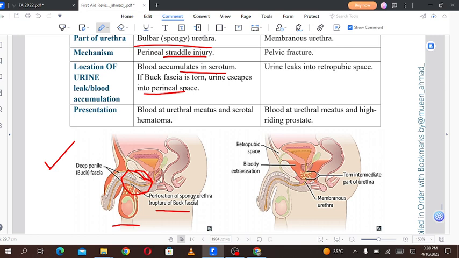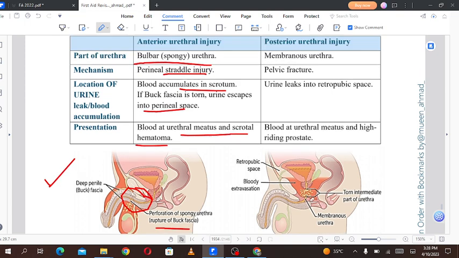Presentation is blood at the urethral meatus and scrotal hematoma. So there will be scrotal hematoma and blood at the urethral meatus. This is the finding of anterior urethral injury, and then let's talk about the posterior urethral injury.